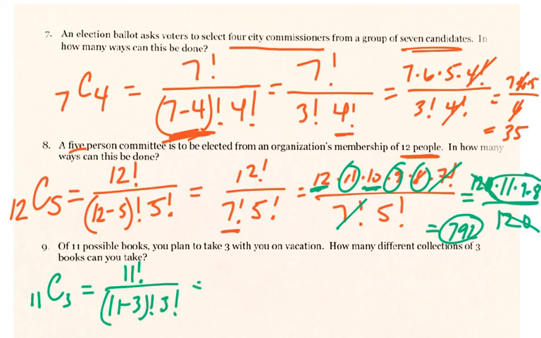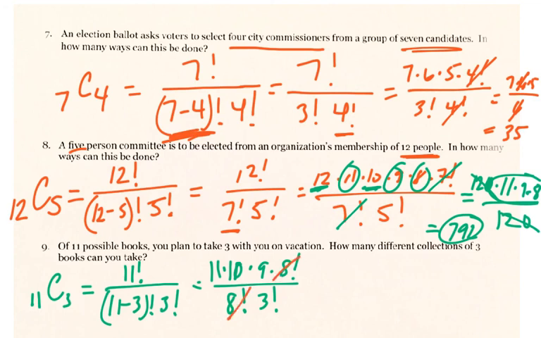Well, 11 minus 3 we do first, following order of operations. So that's going to be 8 factorial times 3 factorial in the denominator and 11 factorial in the top. But I can rewrite 11 factorial as 11 times 10 times 9 times 8 factorial. So then our 8 factorials will cancel.